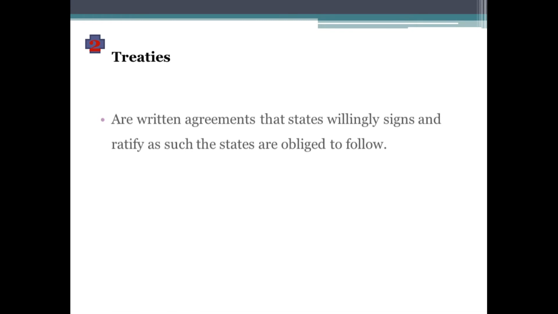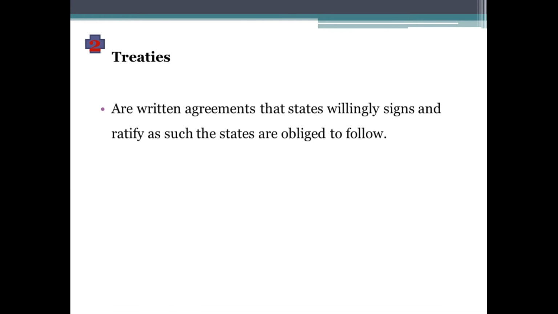Treaties, on the other hand, are written agreements that states willingly sign and ratify, and as such are obliged to follow. Such agreements made through treaties govern the mutual relations between states involved. The treaties, however, are only binding on those states that have signed those particular treaties. Thus, treaties only apply to states which have agreed to their terms.